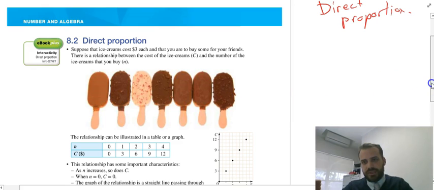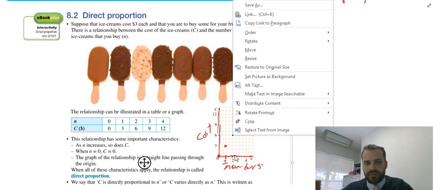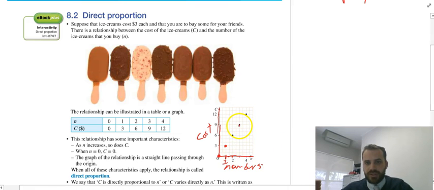If we take a look at this little graph down here, you can see how that works. Here, this is my cost, and here, this is the number of ice creams. You can see that if I buy 0 ice creams, it's going to cost $0. If I buy 1 ice cream, it's going to cost $3. If I buy 2 ice creams, it's going to cost $6. If I buy 3 ice creams, it's going to cost $9. And if I buy 4 ice creams, it's going to cost $12.